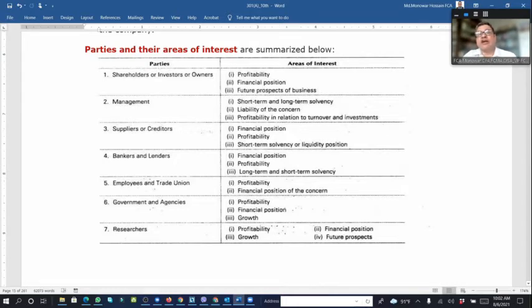Why do the supplier or creditor use them? They want to know the financial position: whether the business will be able to survive, or will be able to pay their bill or not. They should understand the profitability, short-term solvency, liquidity position, etc. And bank and lender, why do they use financial statements? Financial position, profitability, long-term position.